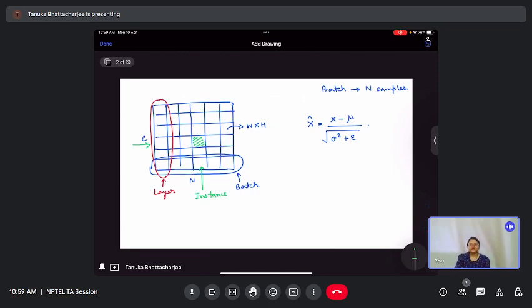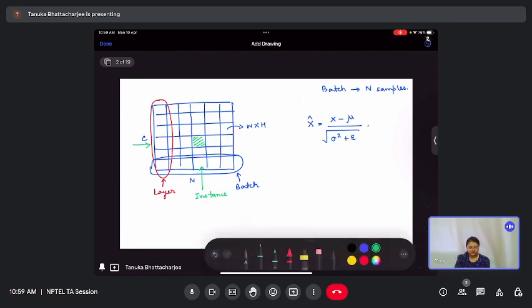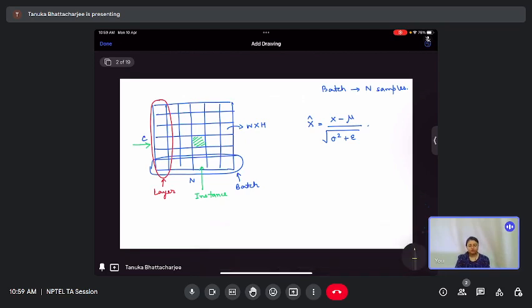Okay, and the last one is group normalization. So group normalization is somewhere in between layer and instance normalization. In this case, what you do is you take one data sample, let's say this one, and you take a group of channels. Let's say you take this channel and this channel. So you take a group of channels.